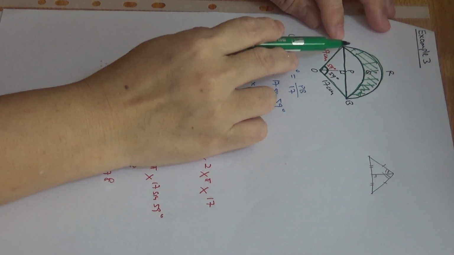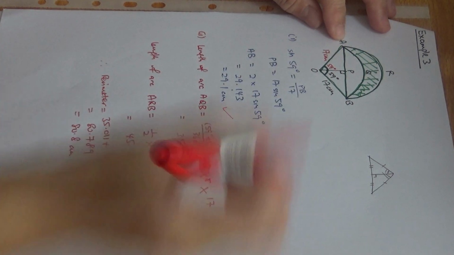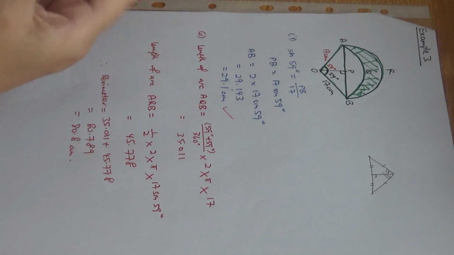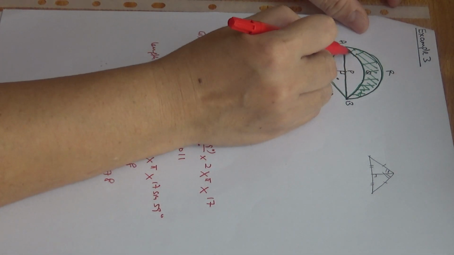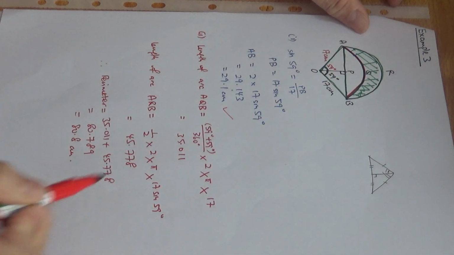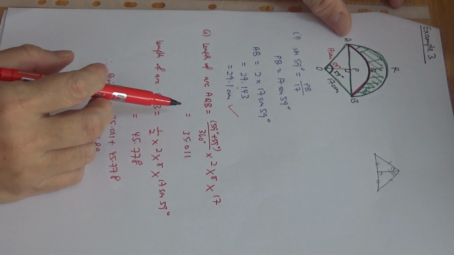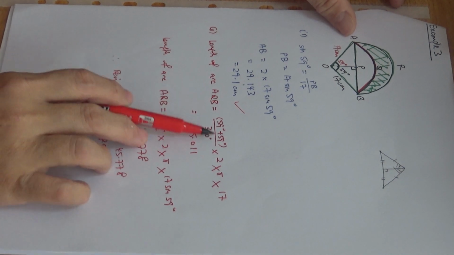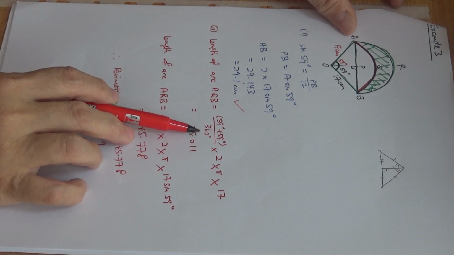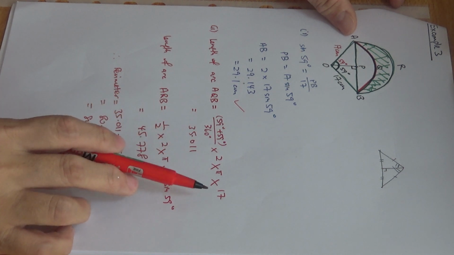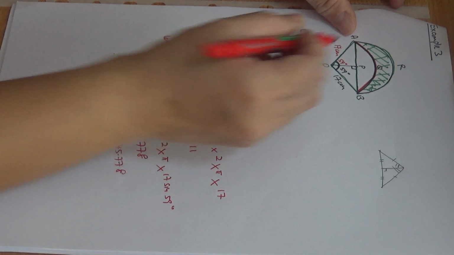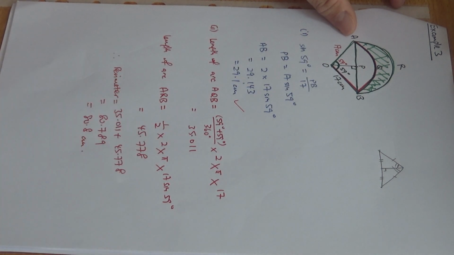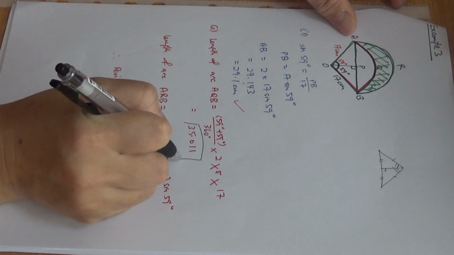So I'm going to find the inner one first, the arc AQB. The length of arc AQB will be angle over 360 times 2 times pi times r. The r here is 17 because this is the radius. So I will get this particular answer.